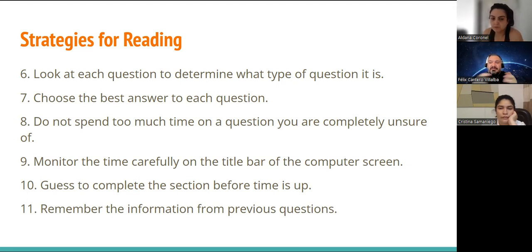So when you answer questions 8, 9, 10, you have to remember what you read to answer questions 1, 2, 3. Okay. In such a short time, it will come to you naturally. I imagine you're not going to forget what you read 4 minutes before. So these are strategies for reading.